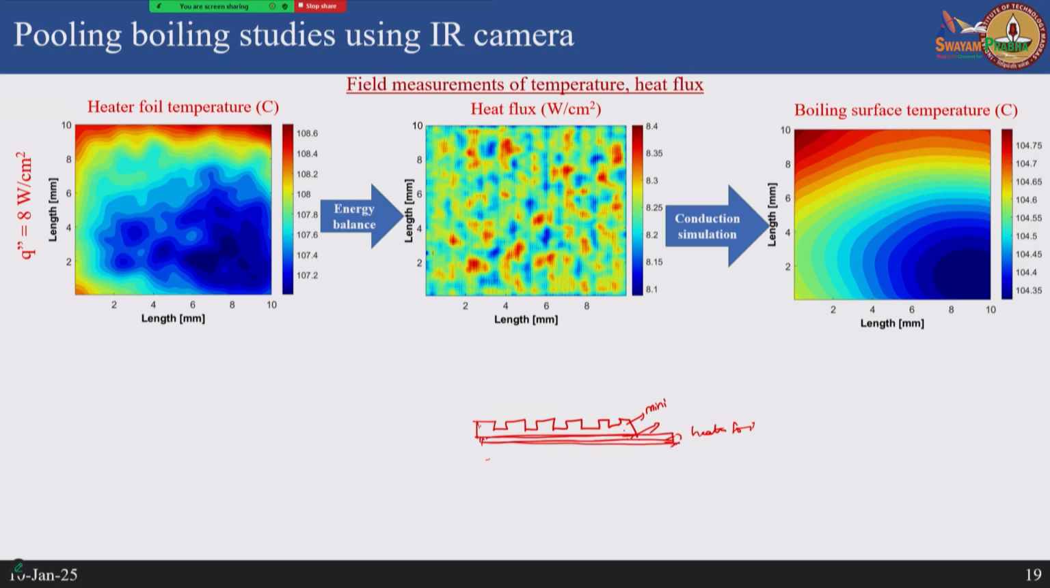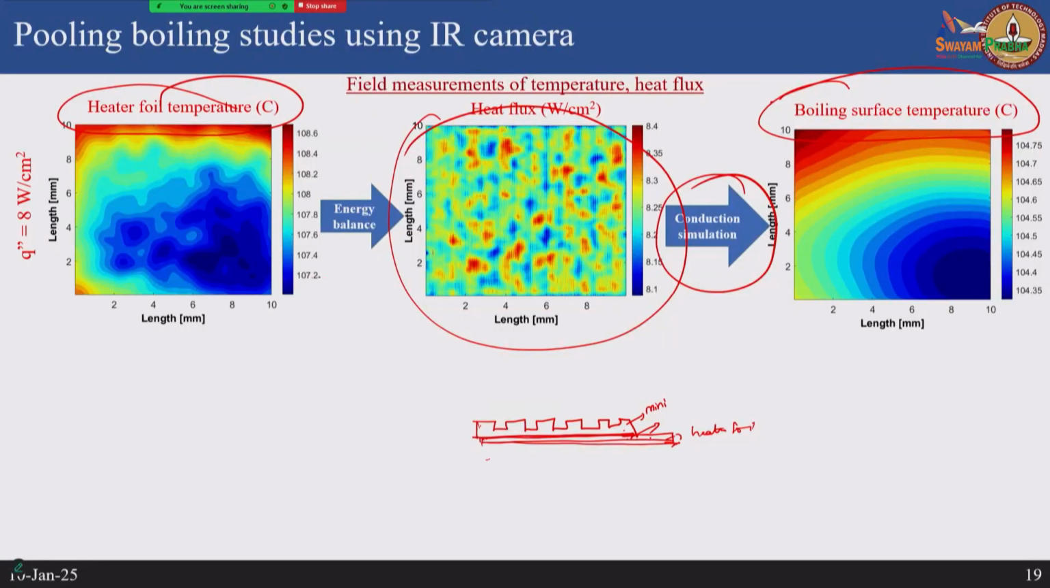So, the image that we get is for the temperature at the back of this heater foil, and when we do the image processing, we convert that to heat flux, and this heat flux is at the back of the foil. But we still do not have an exact idea of the temperature at the mini channel surface, because of the contact resistance between the bond and the foil and between the bond and the mini channel surface. So, we do an additional conduction simulation by mapping the temperature field that we get into a 3D conduction model, applying the heat flux field at the top, and when we solve this, we get the exact boiling surface temperature.